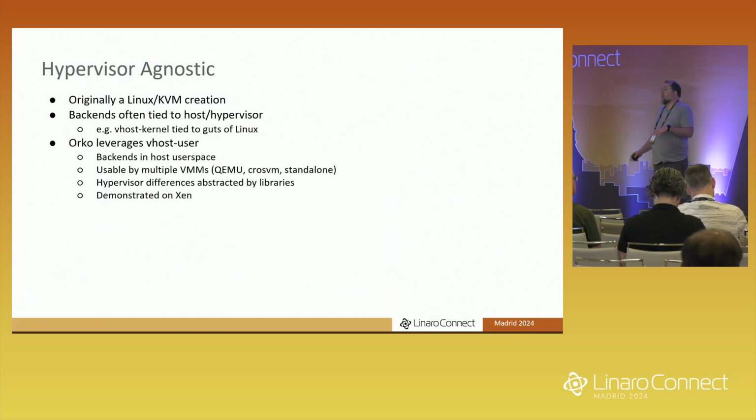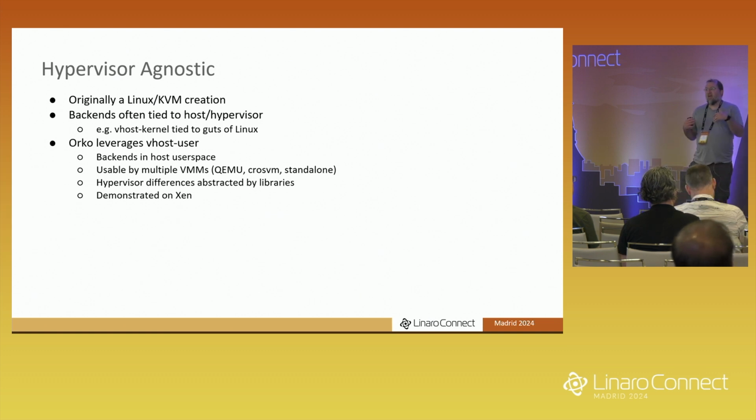Hypervisor agnostic. So VirtIO was originally very much a creation of Linux and KVM. That's the world that it comes from. And the implementations started up being very tied to the host and hypervisor that they're running on. So for example, if you're using the vhost kernel backends, they're quite intimately tied to the guts of Linux. So if you've got a vhost kernel network backend, it's injecting packets directly into the net buffers inside the kernel.